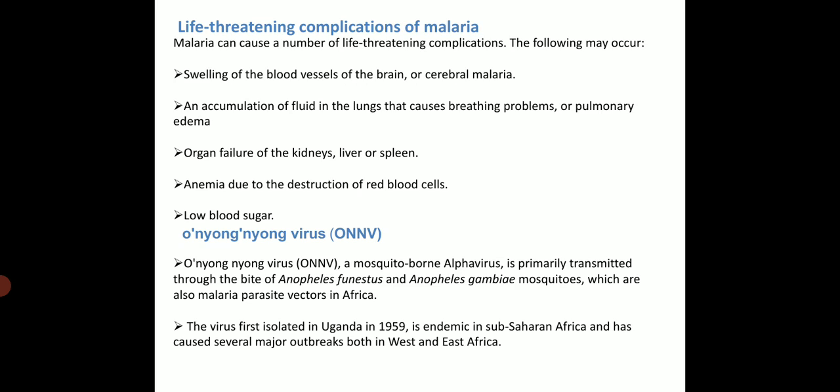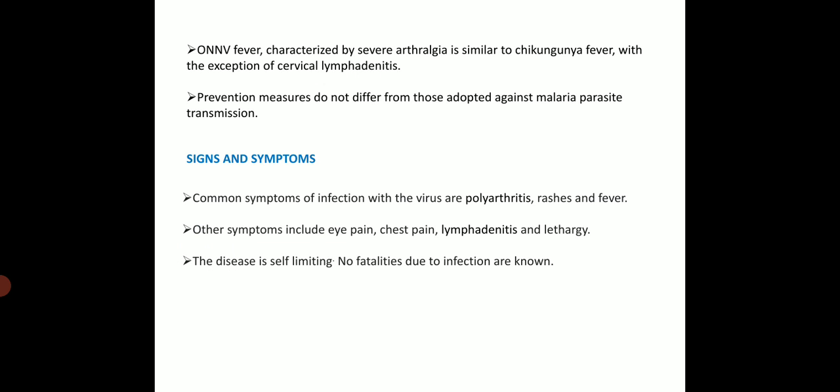Another one is ONNV, that is O'nyong-nyong virus. This is a mosquito-borne alphavirus, primarily transmitted by the bite of Anopheles funestus and Anopheles gambiae mosquitoes, which are also the malarial parasite vectors in Africa. The virus, first isolated in Uganda in 1959, is endemic in sub-Saharan Africa and has caused several major outbreaks in both West and East Africa.